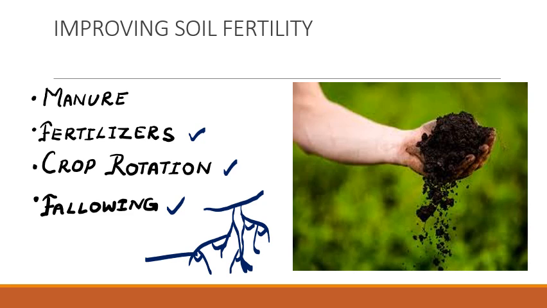In this way, these four measures are used to increase the fertility of the soil: manure, fertilizers, crop rotation, and fallowing.